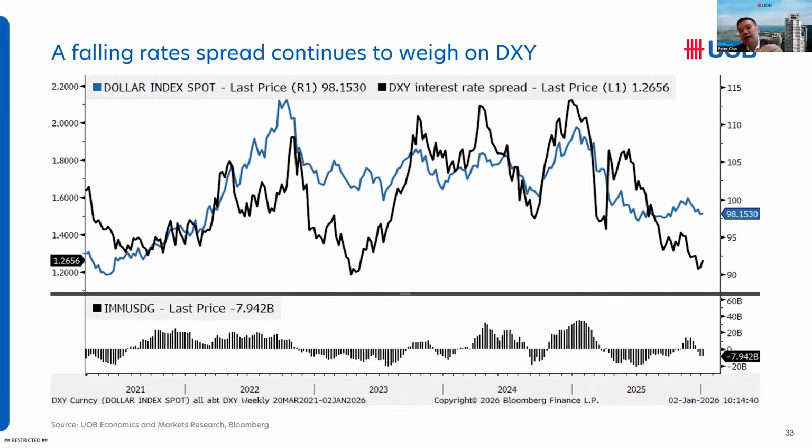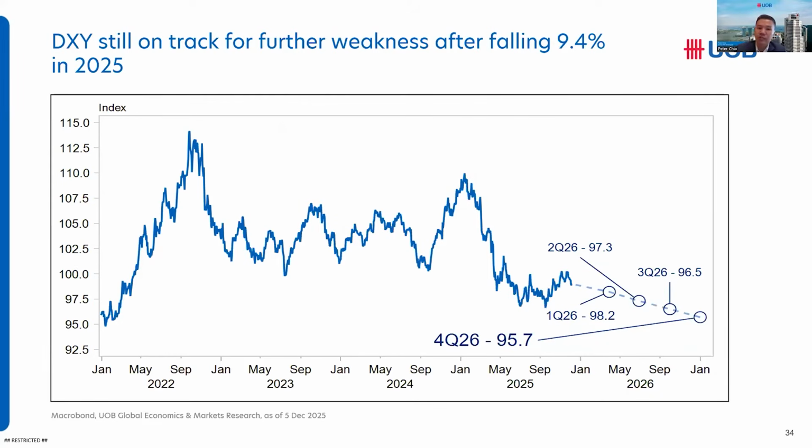But because it is only driven by Fed rate cuts, the impact on the dollar on the downside will be a lot more modest compared to last year. Last year we fell 9.4%. This year we are targeting, from current levels, another 3% for the dollar index, moving towards about 95 thereabouts by the end of the year, currently about 98.